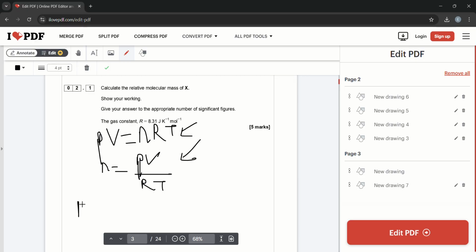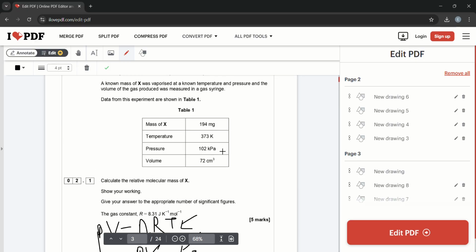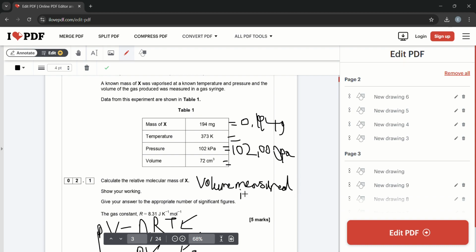So n is equal to pressure in pascals, so 102,000 Pa. Mass, well, obviously that's going to be 0.194 grams. Temperature is already in Kelvin, so that's fine. Volume, well, volume measured in meters cubed, and PV equals nRT. So what do we have to do? We have to do 72 divided by a million.